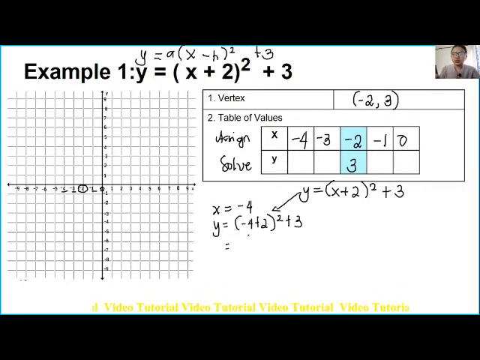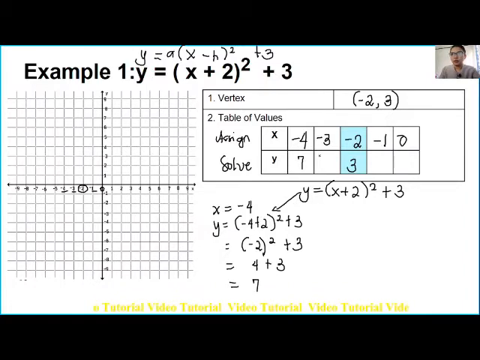After that, we simplify. Negative 4 plus 2 is negative 2, quantity squared, plus 3. Simplify further. Negative 2 squared is 4, plus 3. 4 plus 3 is positive 7. Therefore, the number below negative 4 is 7.